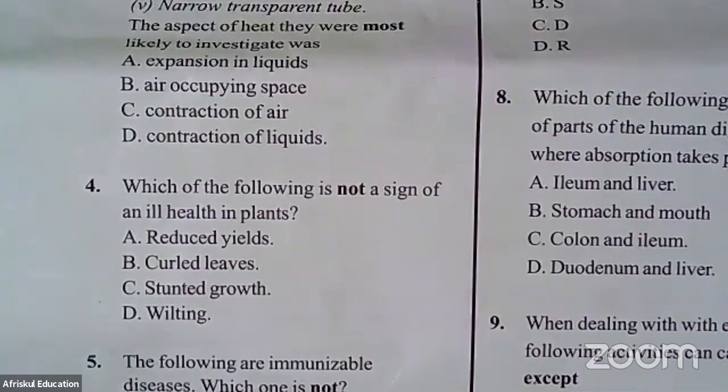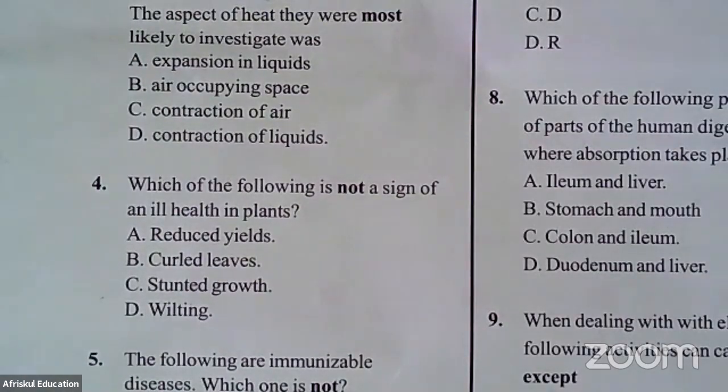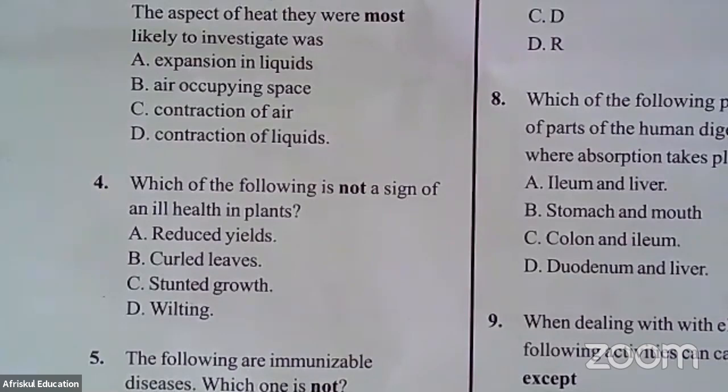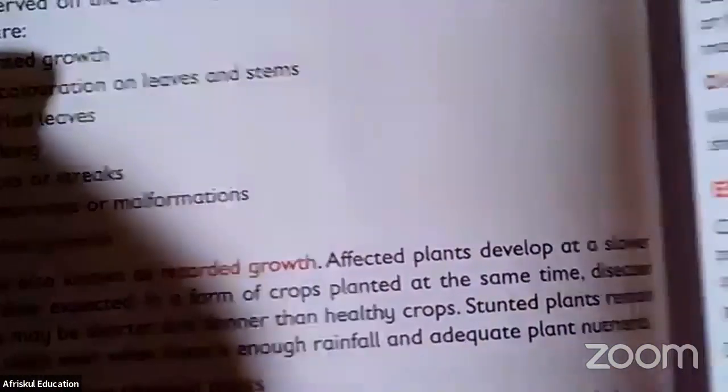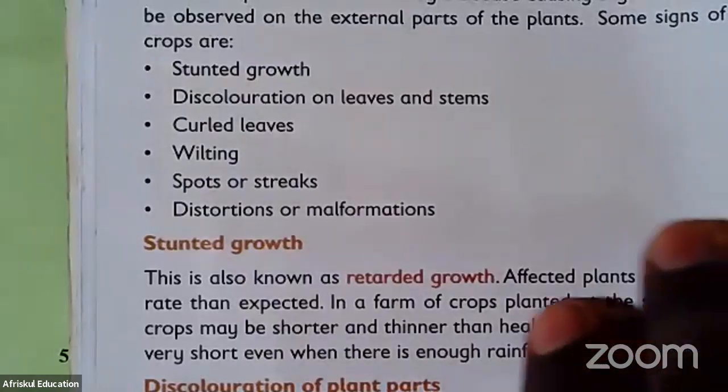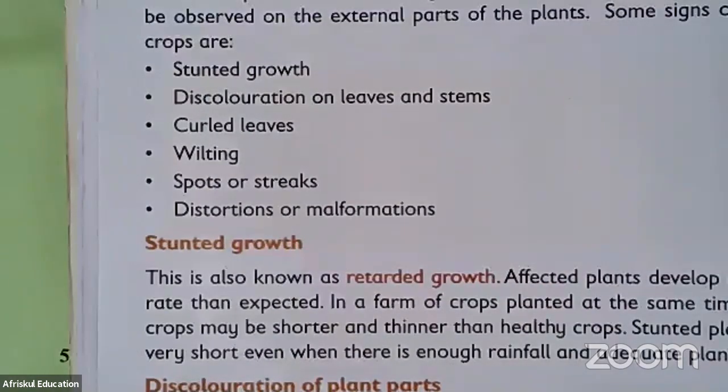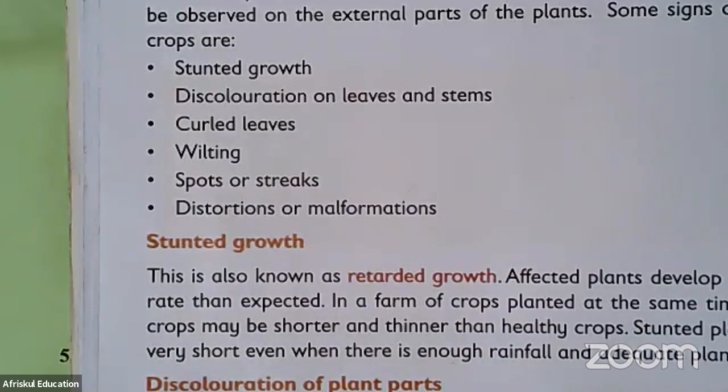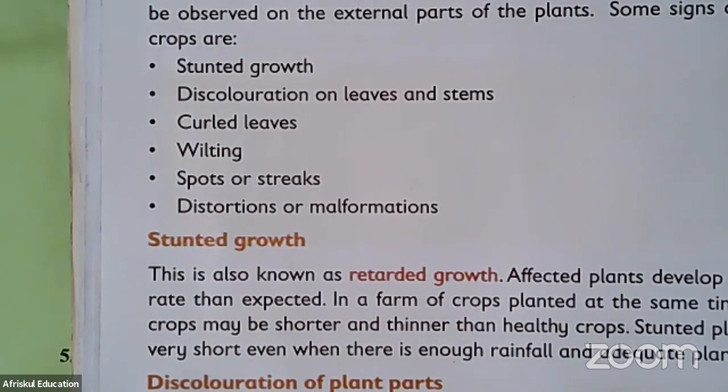And Mark Magawi. So I repeat, reduced yields is an effect. It's not a sign. Let me go back once again to the signs and the effects and read through them very fast. The signs of unhealthy crops include stunted growth, that is growing at a slower rate, discolorations on leaves and stems, curled leaves, folded leaves, wilting, spots and streaks, distortions and malformations.